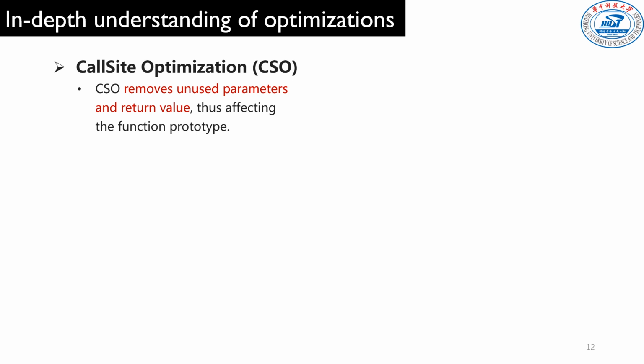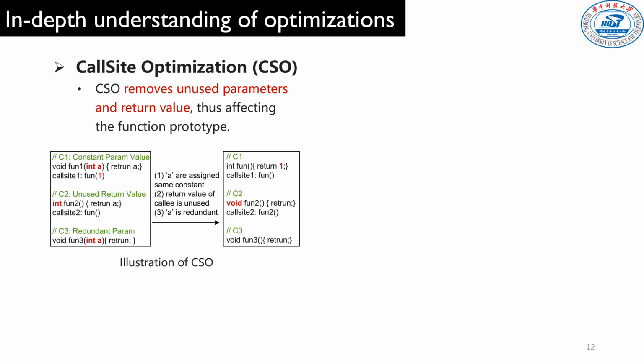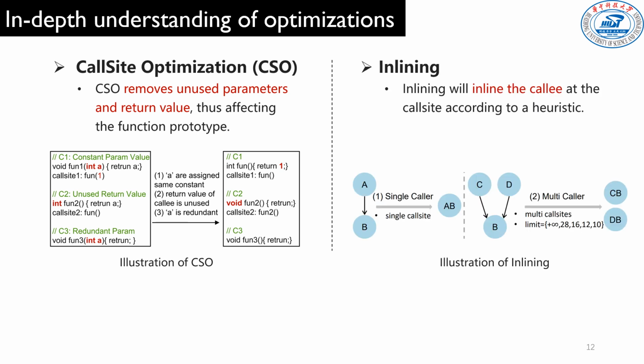To understand code optimizations better, let's focus on two impactful strategies: call site optimization and inlining. First, call site optimization. It removes unused parameters and return values, altering the function's prototype. For instance, redundant or constant assigned parameters are removed, making the function prototype simpler. Next, inlining.